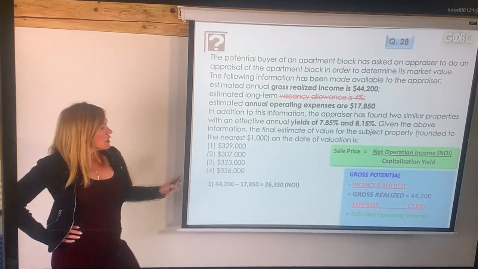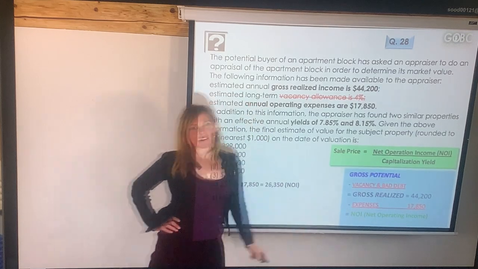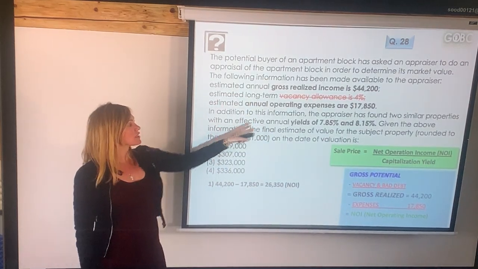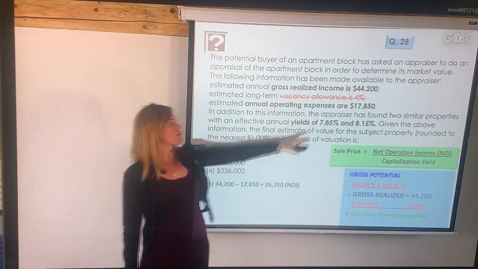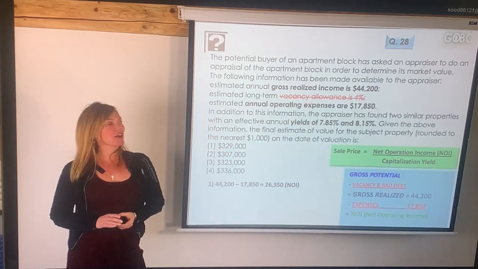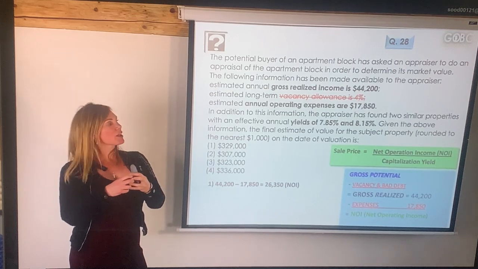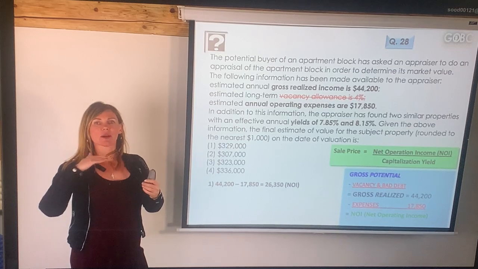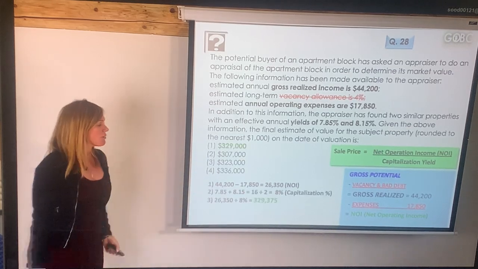Next one. What do you need for the formula? We need to also have the capitalization rate. What's cap rate? That's your average yield, average percentage. In this case, they tell you that effective annual yields are 7.85% and 8.15% for the similar properties. So how do you find the average yield? You add them together, and because there are two of them, you divide by 2. If there were 3 of them, you would add all 3 together and divide by 3. So it depends how many properties. If you have 2, then this is what you do.